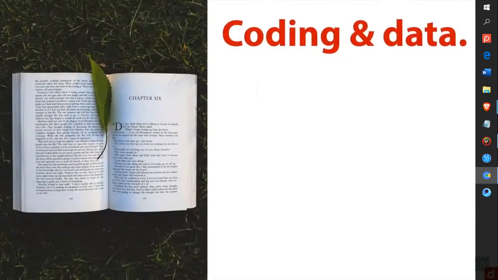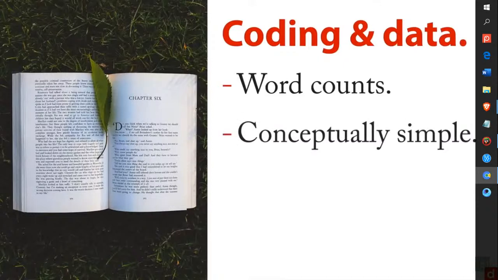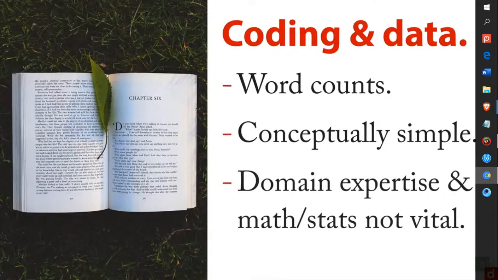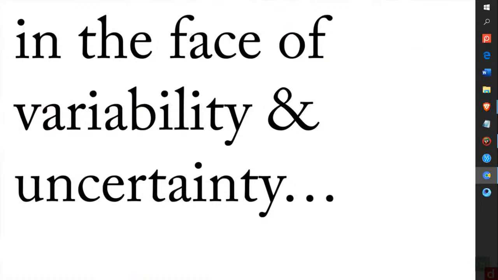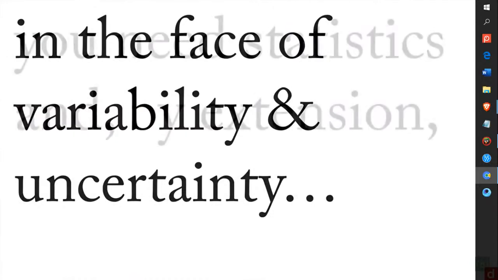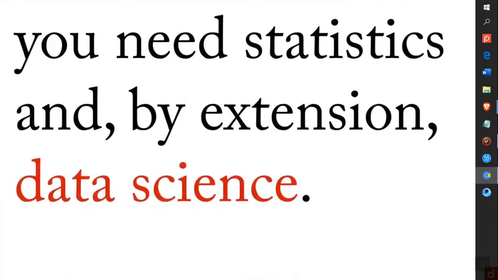Now, coding and data gets a little more complicated. For instance, there's word counts, where you take a book or a whole collection of books, take the words, and count how many there are in there. Now, this is a conceptually simple task, and domain expertise and really math and statistics are not vital, but to make valid inferences and generalizations in the face of variability and uncertainty in the data, you need statistics. And by extension, you need data science.